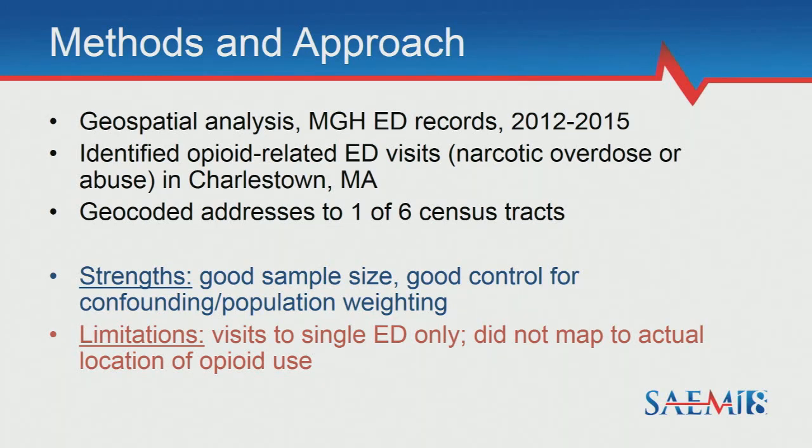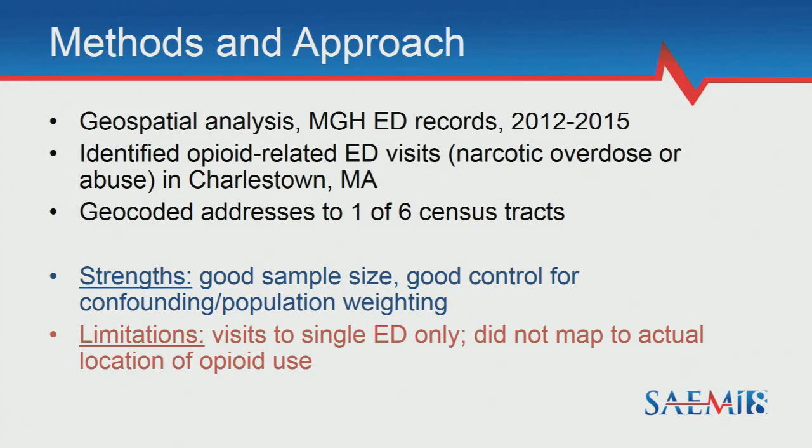Charlestown is north of downtown Boston and east of Cambridge. It's got one zip code, but 6 census tracts. And the idea here is that home addresses for patients who presented to MGH were spatially located to one of these 6 census tracts and then aggregated in the census tract.